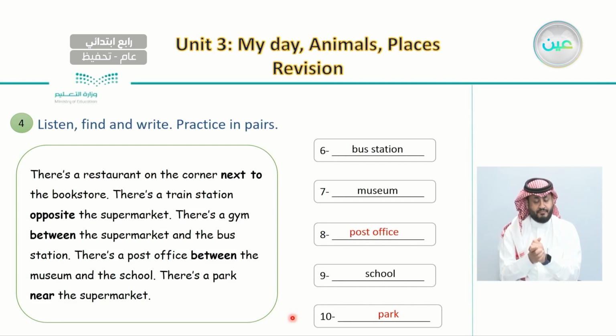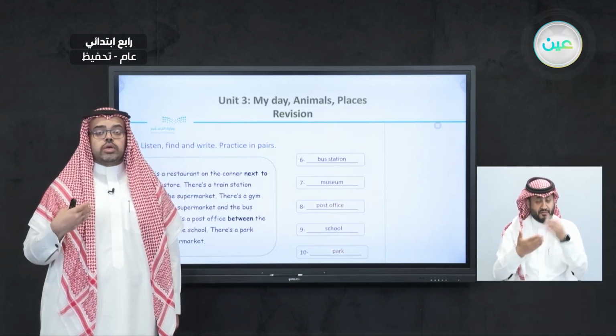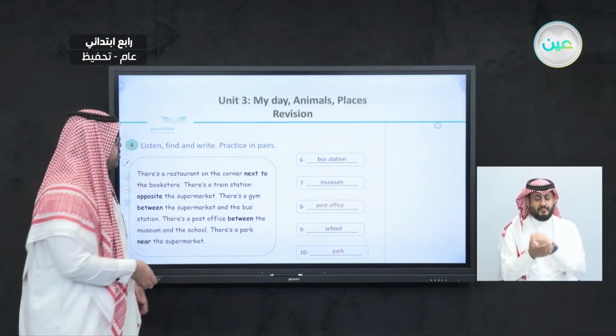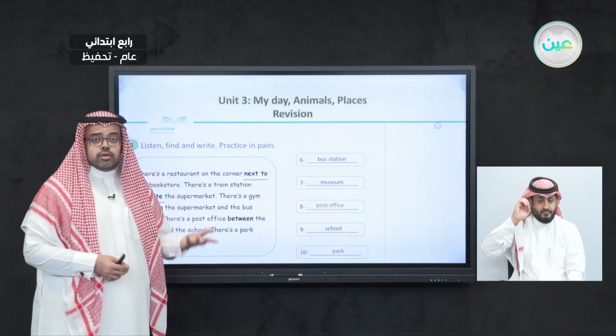Not only this, but also during this text we did read some of the important prepositions that can help us sometimes when we are describing a place. These prepositions are, for example, the first one, next to. And also we have opposite, between, and near. So here we have four important prepositions we can use when we are describing places.